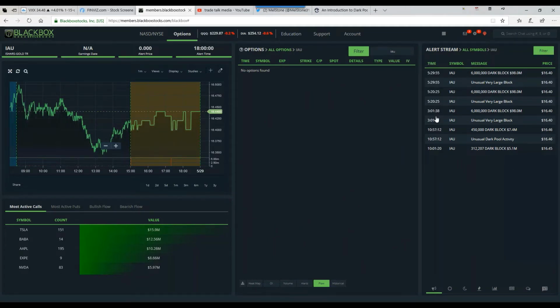This is on Central Time, so this started to hit our tape after the market closed. We had 6 million shares, which is very large, unusual activity for the IAU. But additionally, look how late this came in. Almost an hour and a half later, we saw another 12 million shares. So we've got over 18 million shares traded in the IAU. That could be some defensive positioning.